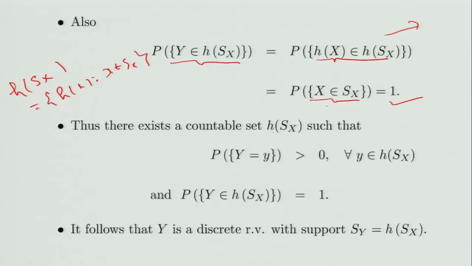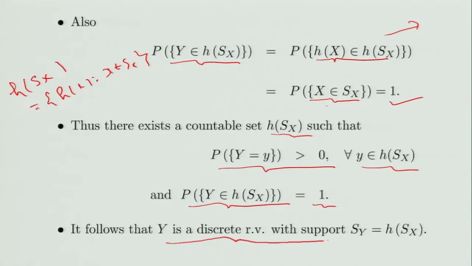So thus, there exists a countable set h(Sx) such that probability Y equal to y is positive for every y belonging to h(Sx), and probability that Y belongs to h(Sx) is 1. So this proves that Y is a discrete random variable with support Sy, which is the same as h of Sx. Let us try to see what would be the probability mass function of Y.